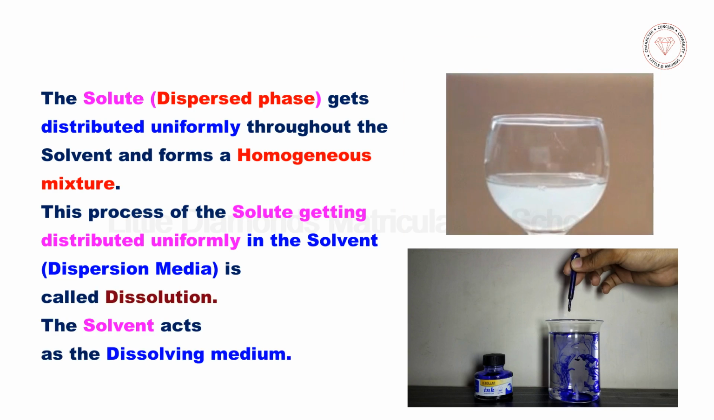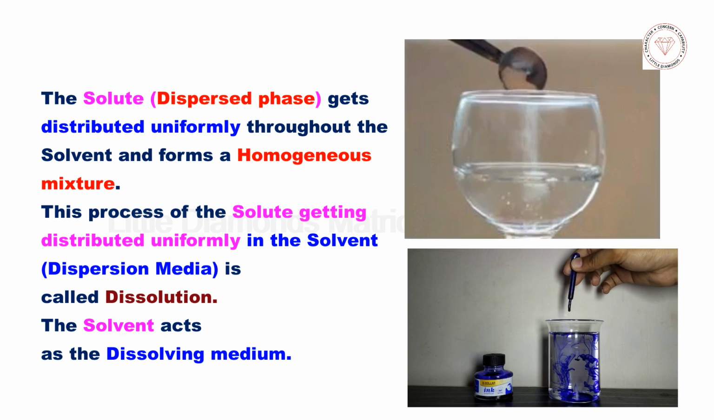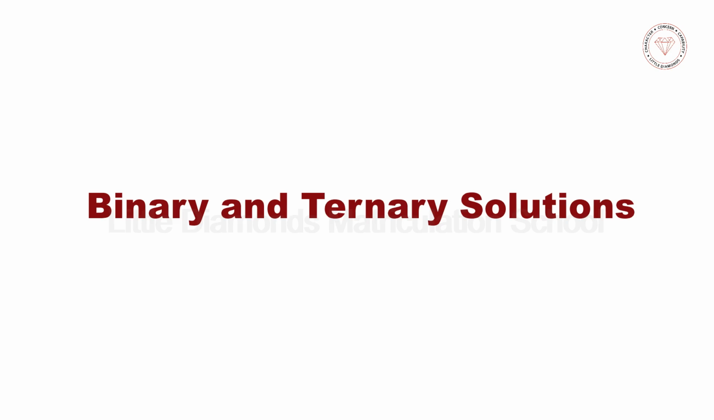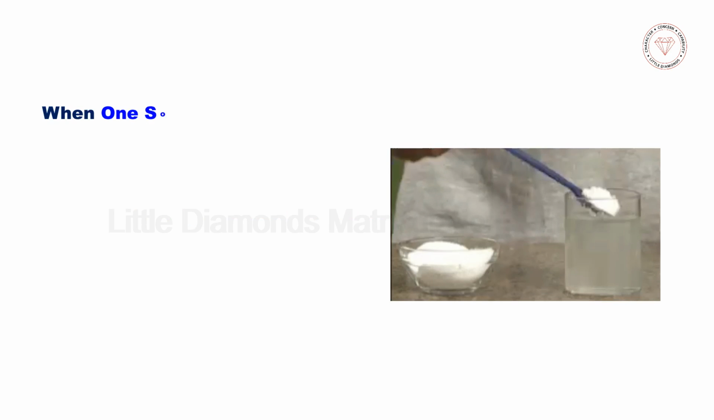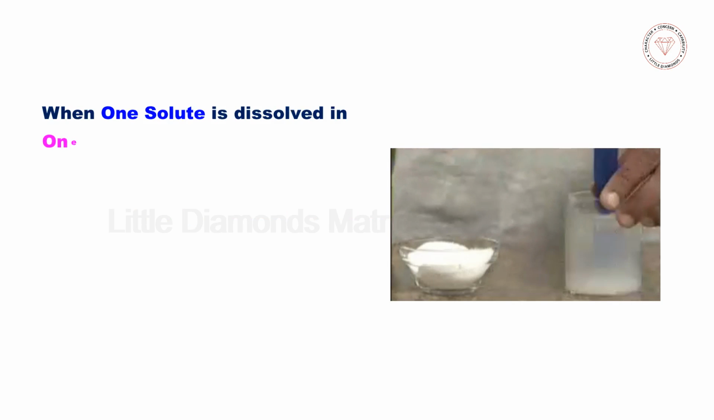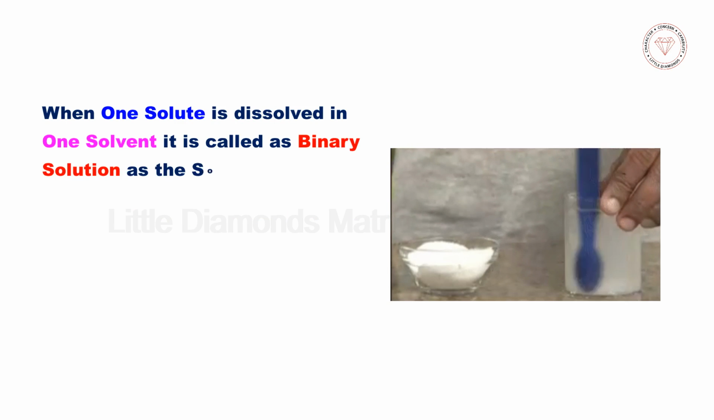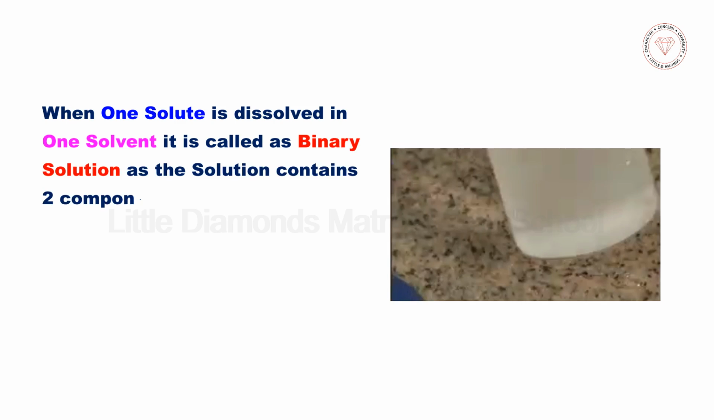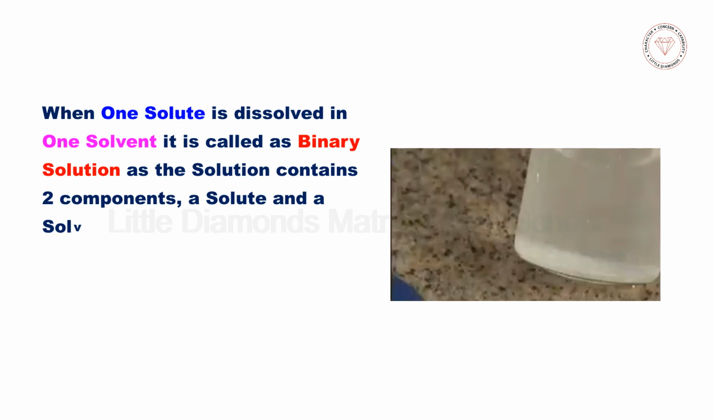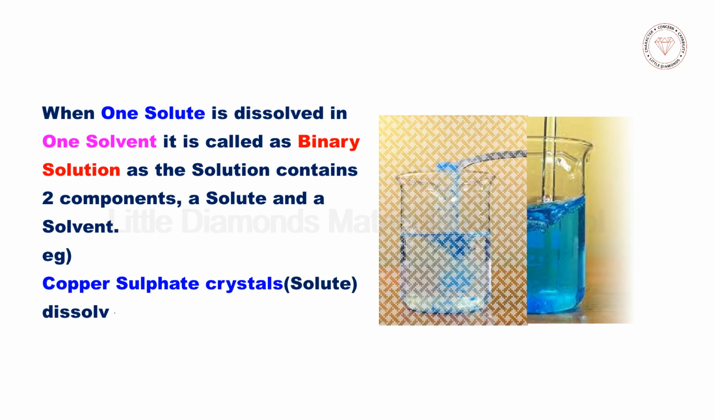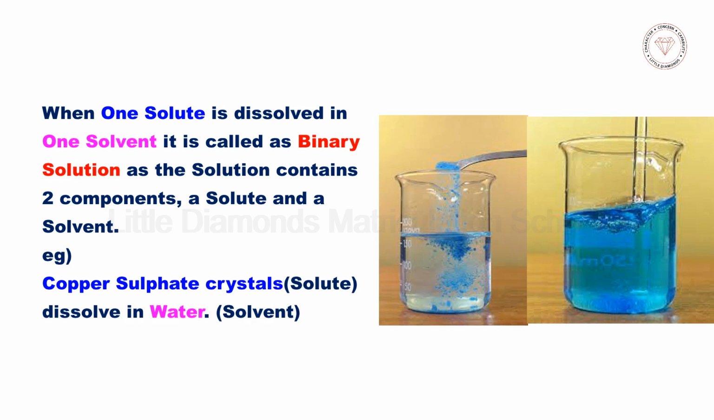The solute and solvent may exist in any of the three physical states, that is, solid, liquid, or gas. Binary and ternary solutions. When one solute is dissolved in one solvent, it is called a binary solution, as the solution contains two components. Example, copper sulfate crystals, the solute, dissolved in water, the solvent.